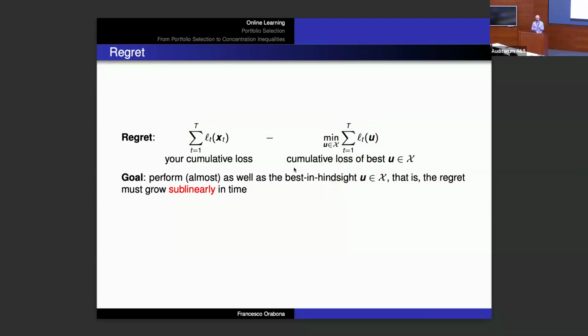And why is this good? Because the best in the set, this argmin, is selected at the end of the game. At the end of the game, you realize what was the best choice. And so this means that the argmin basically knows the future. The argmin knows the future. And so you're trying to compete with something that knows the future. This is your job.